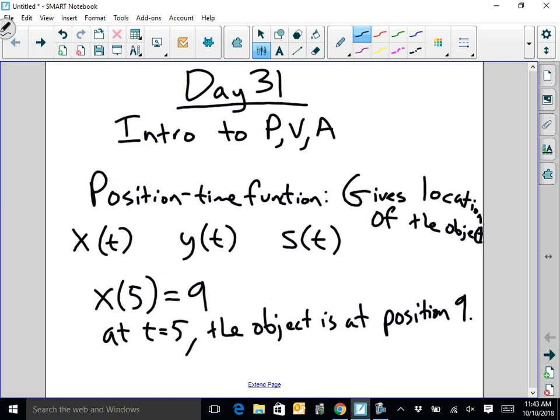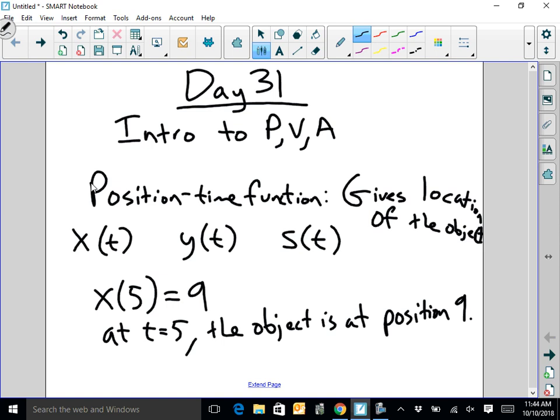Sometimes they put units on these. Oftentimes t is in seconds or minutes or hours or days or sometimes years. The position is given sometimes in meters, sometimes in centimeters, sometimes in inches, sometimes feet, sometimes miles. Could be any of those things. Usually in physics we're only working with meters and seconds, but that is not the case on the AP Calc exam. Okay?